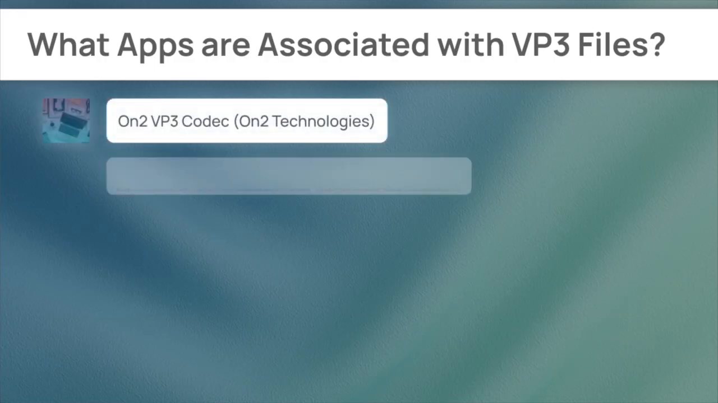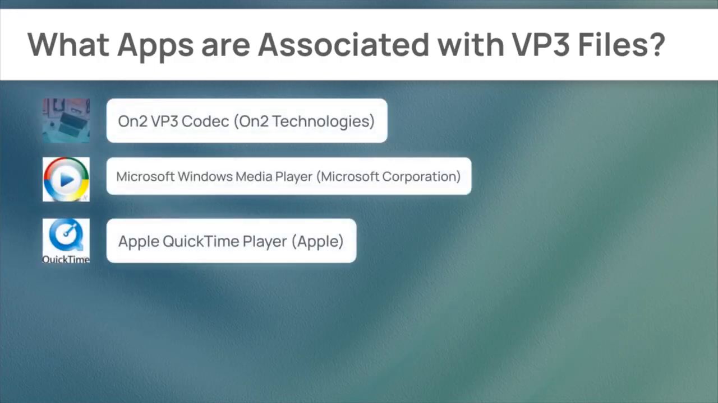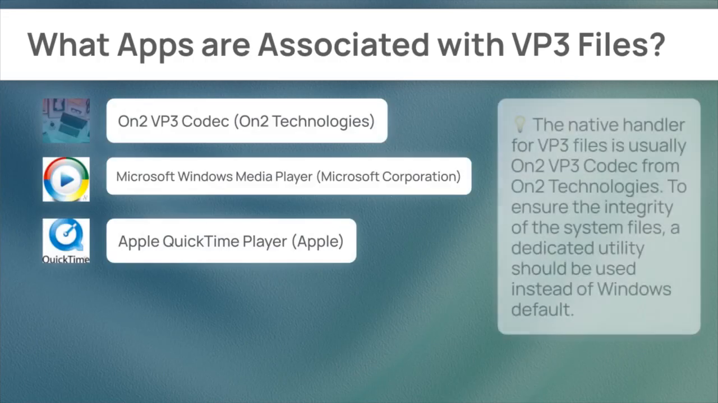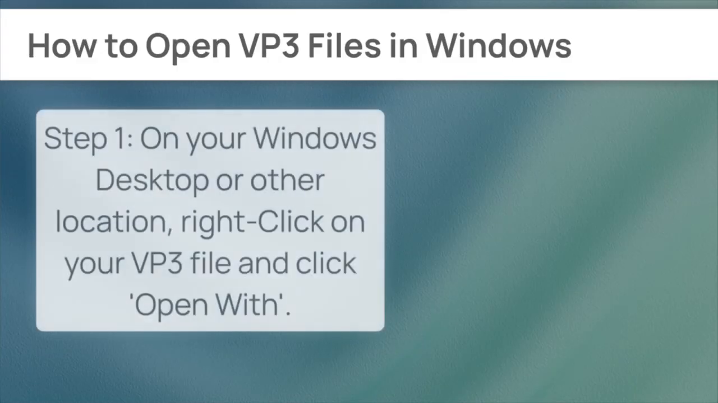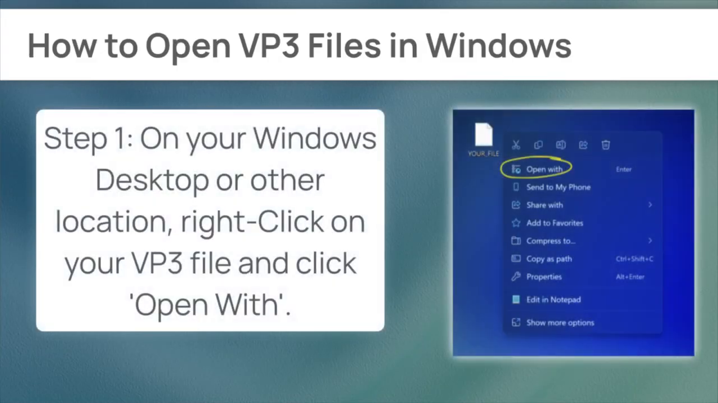An essential utility for interacting with VP3 is recognized as On2 VP3 codec by On2 Technologies. To ensure the integrity of the system files, a dedicated utility should be used instead of Windows default. Windows opens video files readily, though deeper manipulation is done in dedicated video editors. The easiest way to identify the error source is testing.